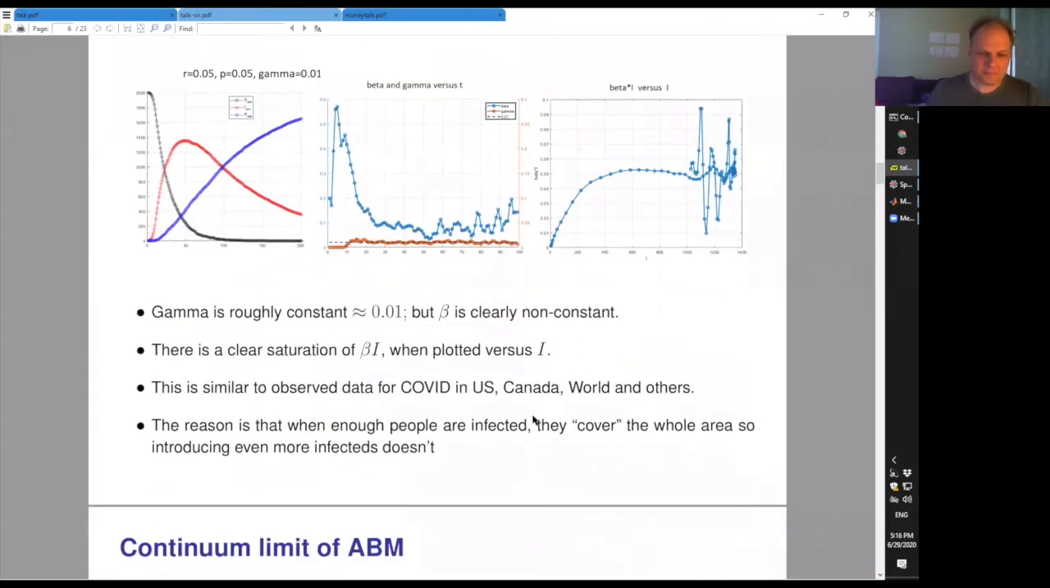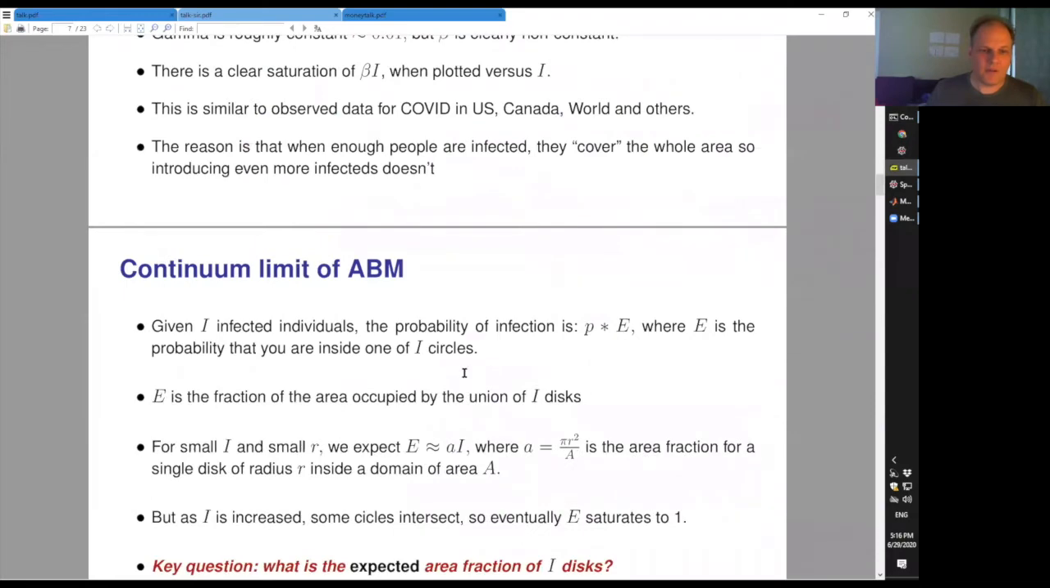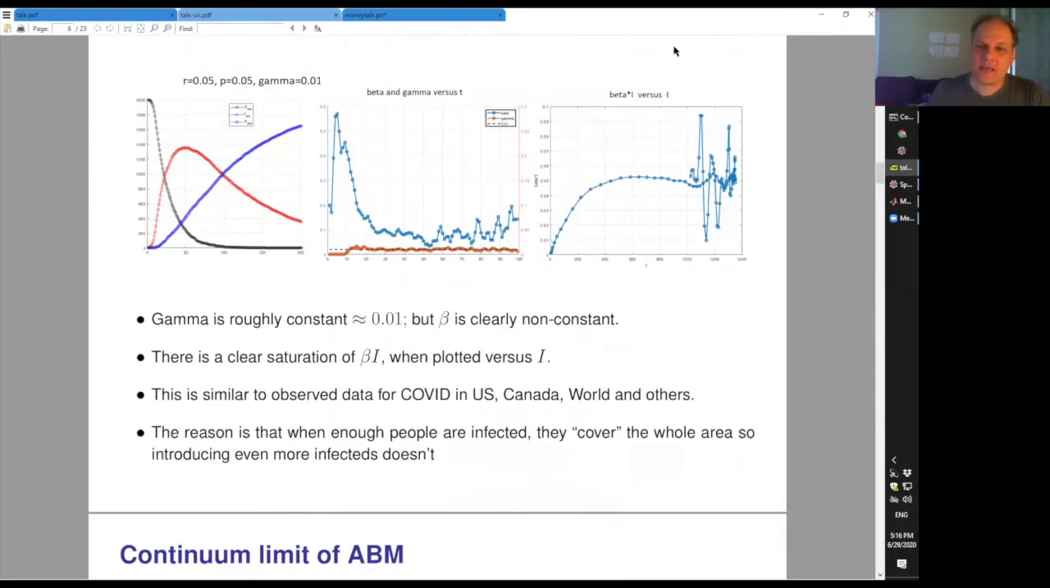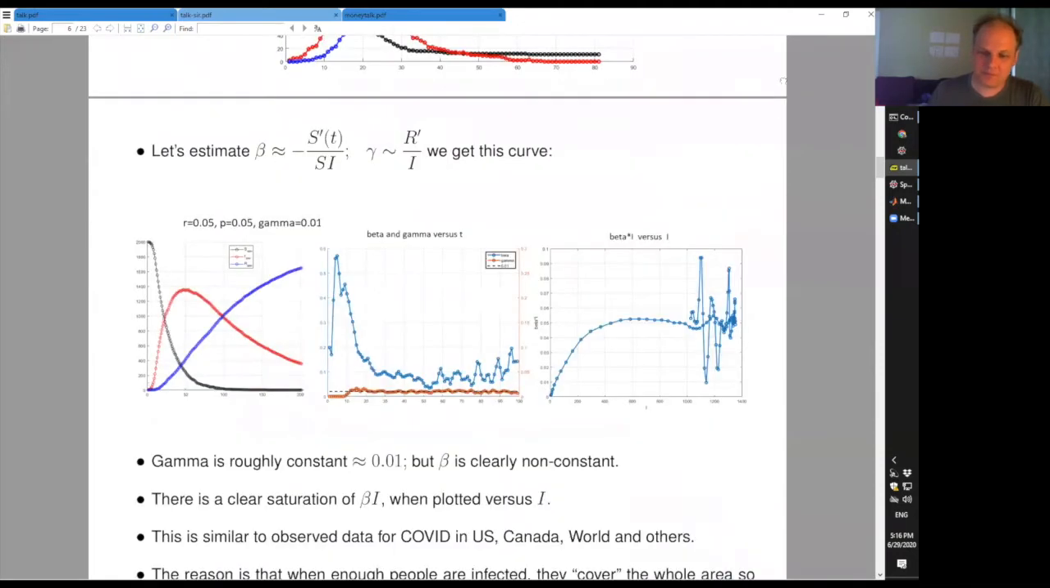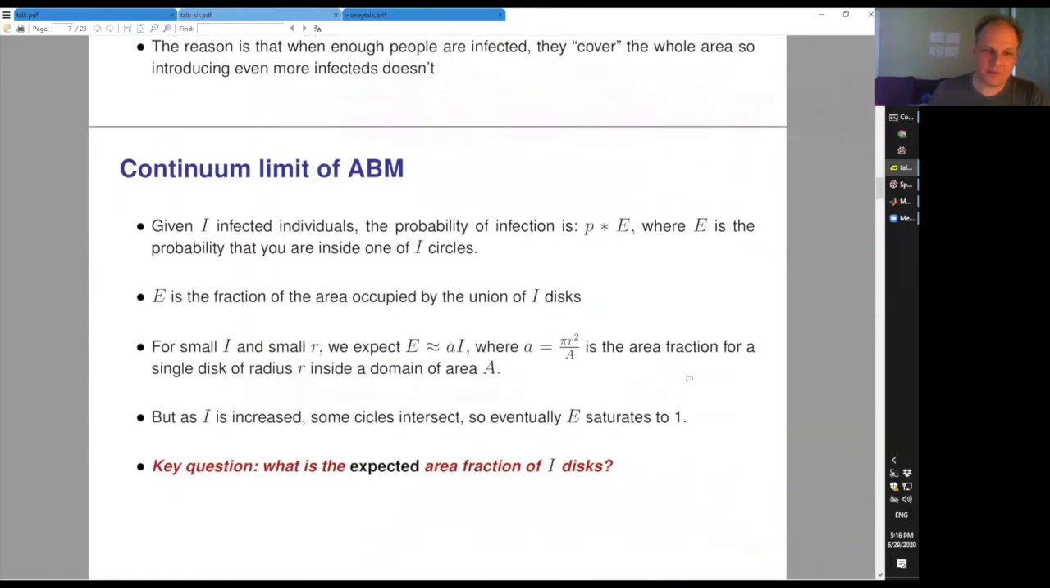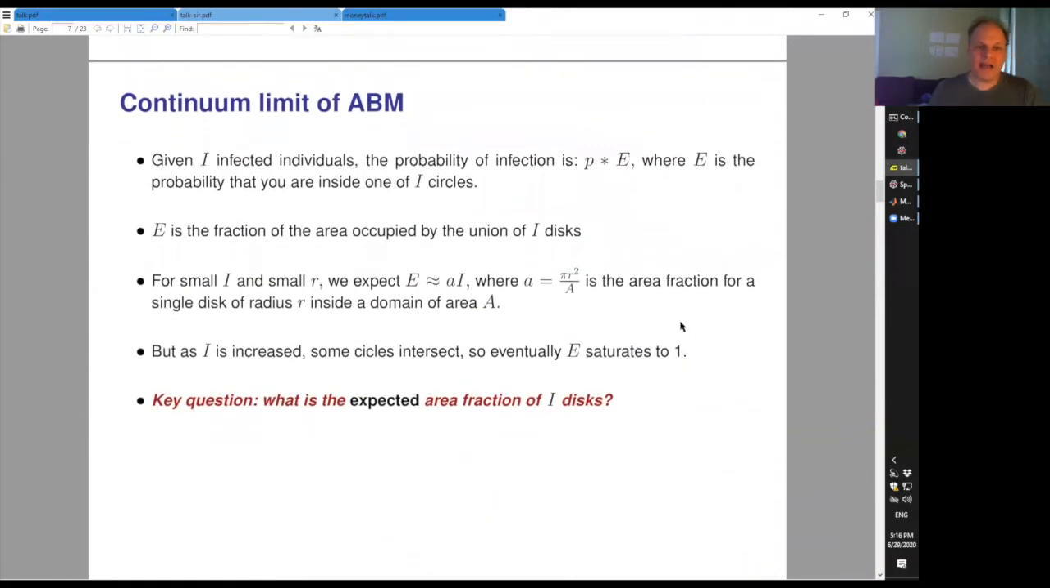So let's see. Let's try to think of how we can capture the mean field behavior of this model, the limit where n becomes very large, the continuum limit. So given I infected individuals, the probability of infection is P times this E, where E is the probability that you are inside one of the circles.